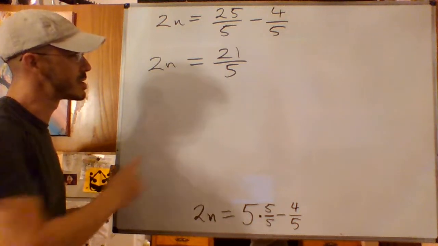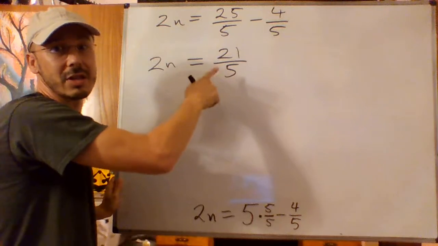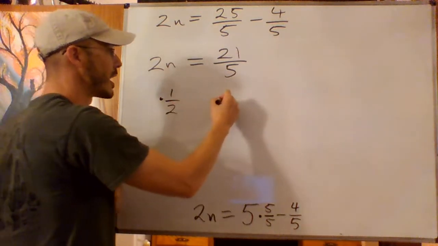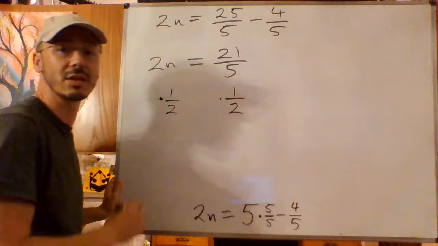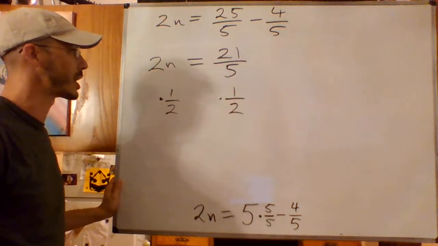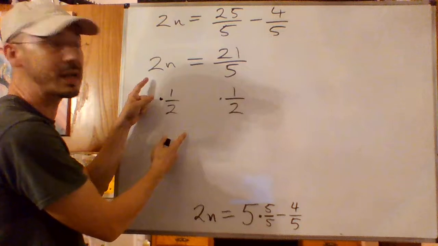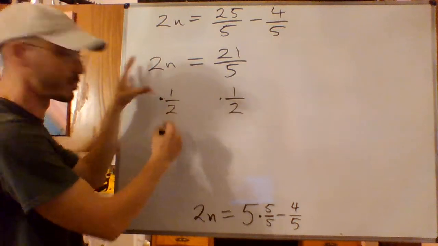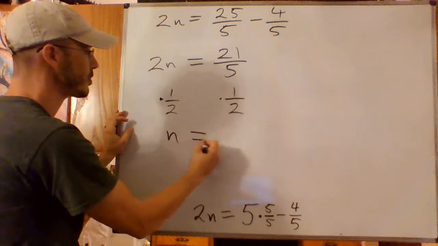But since I'm going to have to divide this fraction by 2, it's the same thing to multiply by 1/2. You can divide by 2, it just takes a little longer to work with the fraction. But if you multiply both sides by 1/2, 2 times 1/2 is 1. All that's left is n.